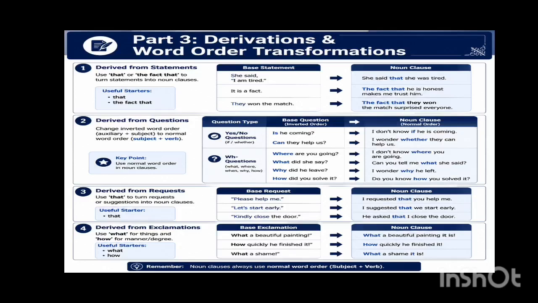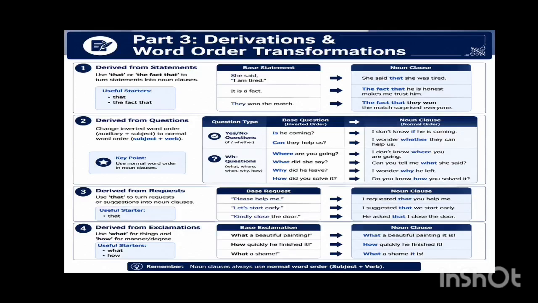Okay. In informal English, after verbs like suggest, request, or ask, we use the subjunctive mood, the base form of the verb. Even if the subject is he or she, we don't add an s. For example, I suggested that he start early, not he starts. Okay, this is wrong.